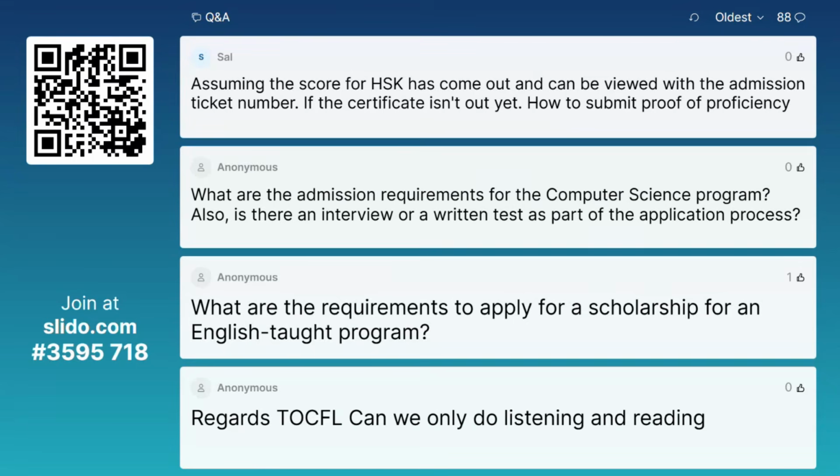upload the certificate later, or you can state when you are going to take this exam. And then during the reviewing process, if the professor thinks that you are academically qualified, they will probably give you a conditional offer. The condition is that you will have to submit a Chinese proficiency certificate by the end of May 2027, so that you can be officially admitted.